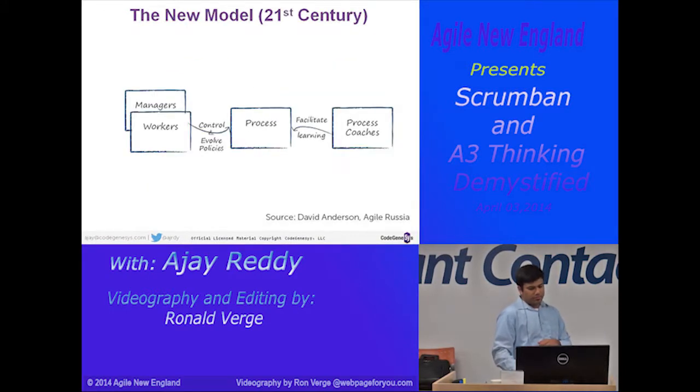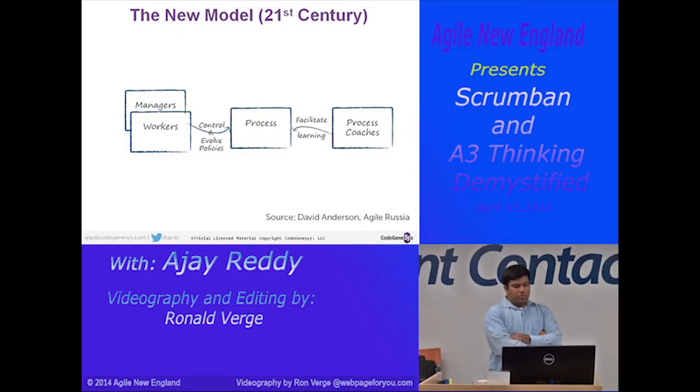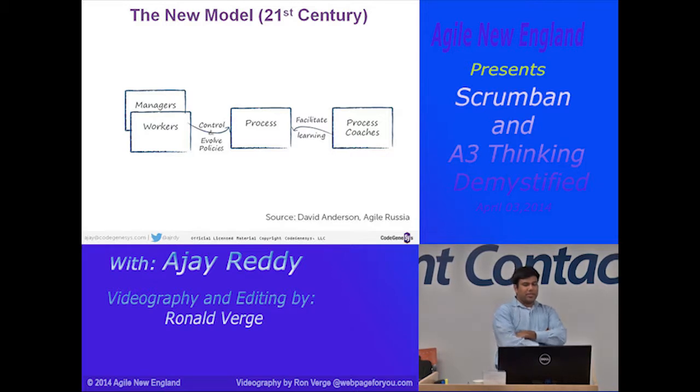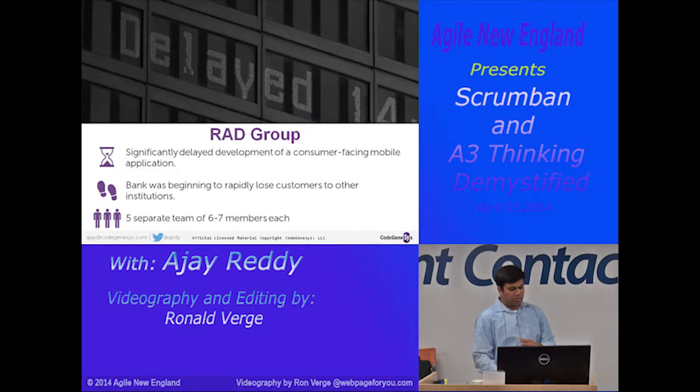In the new model, this is how it is. Managers and workers are essentially in the same group. They control and evolve policies. The distinction between them is in the level of risk decisions that they take, essentially. And process coaches are essentially facilitating and learning the system. So modern management is different.